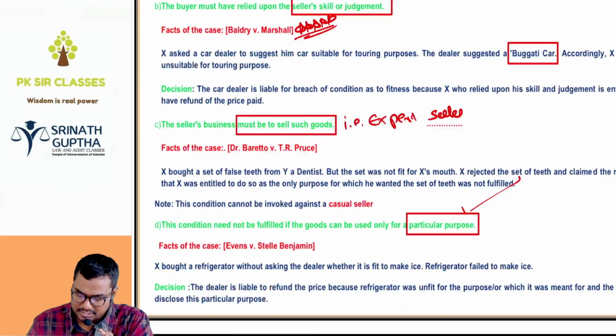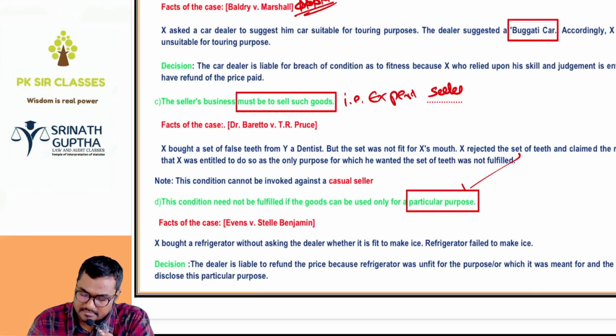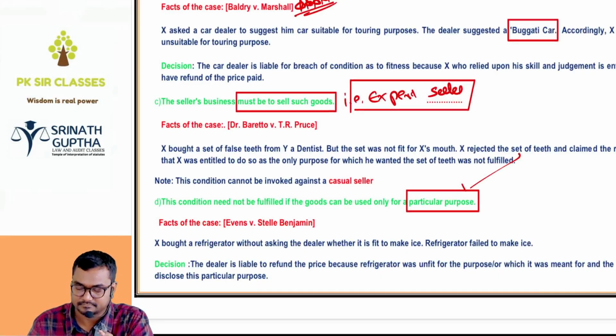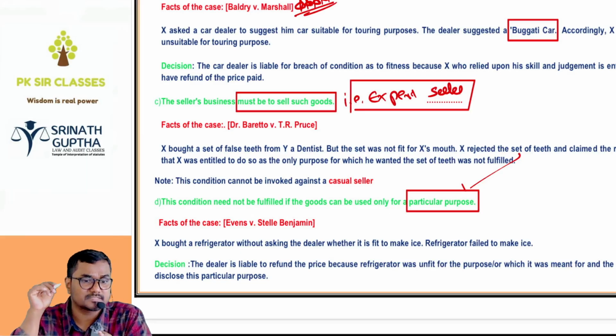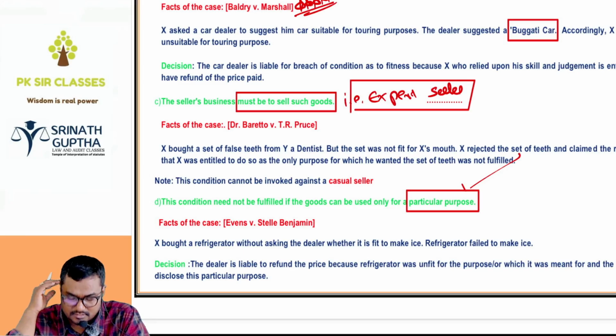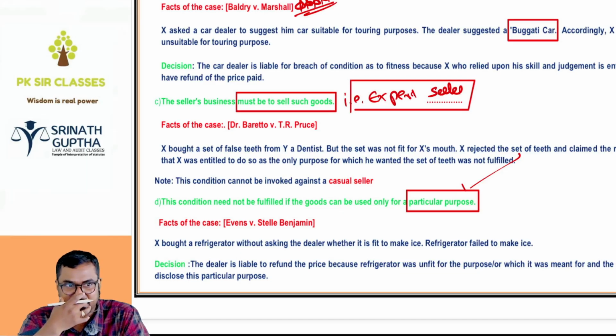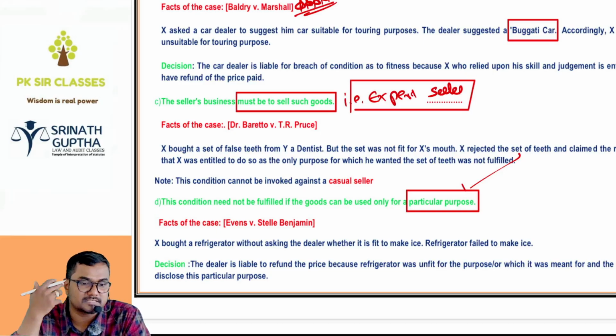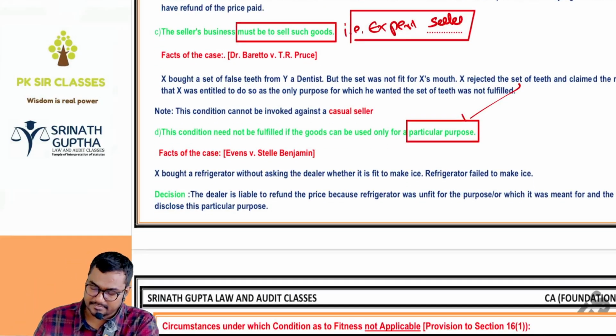Baldry versus Marshall. Next, the seller's business is to sell such goods. That is the expert seller. Here the responsibility is the seller's, because the seller is an expert. We discussed a case now also, Dr. Barreto versus Cruz. Here, a doctor is selling a set of artificial teeth, but it is unfit for the patient's mouth. Who is responsible? The seller will be responsible.